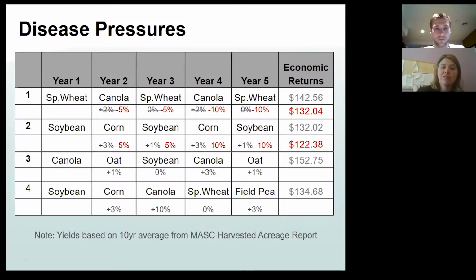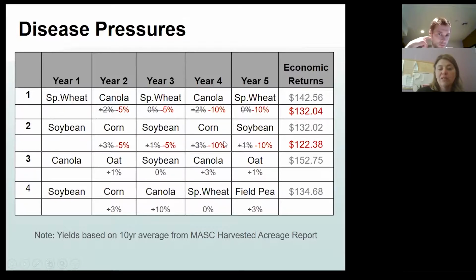It could be more than that, it could be less than that. But if we look at the previous slide, we needed a 2 year break for something like blackleg. We need 3+ years for clubroot. We're not giving enough time for that inoculum to break down and not be there to infect that next crop. Spring wheat, I'm saying about a 5% decrease too. And the one I'm concerned about here is fusarium head blight. It definitely does not give enough time for that to break down. If we have a wet year, we're going to have infection, we're going to have yield loss. So instead of having our $142 per acre over our 5 years, we're now down to about $132.